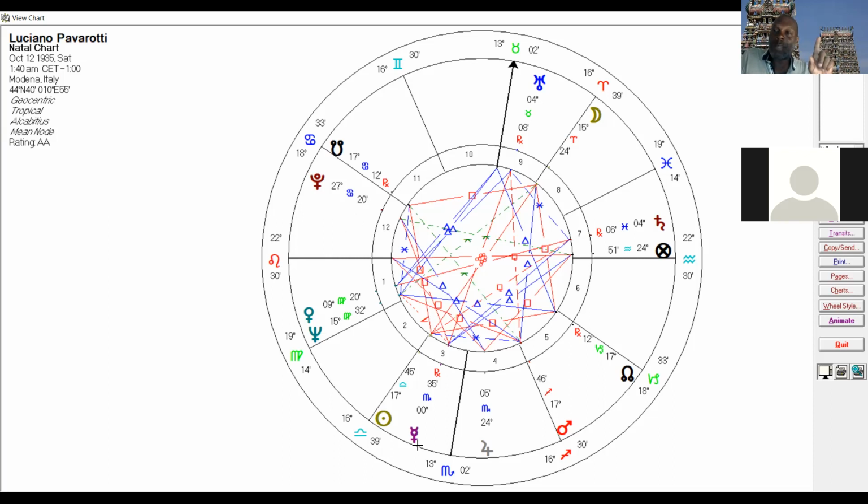Since this was a Hellenistic practice, they used whole sign, and that meant that it was very easy to just go Leo, then Virgo, and so on. But of course, when we get to the Arabic period, which is what we're working with, the Arabics got really into this. They created the quadrant system, and they got really into the quadrant system and the mathematical aspects.